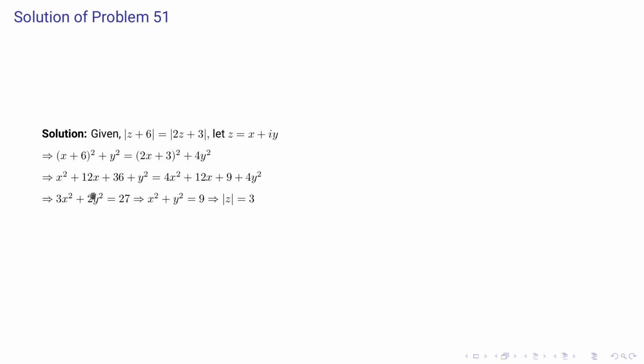So we get 3x square plus 2y square, and we take 9 to that side. We get 36 minus 9, that is 27. This is 3y square, not 2y square. It's a typo. So now we see that x square plus y square is equal to 9. That means mod of z is equal to 3.